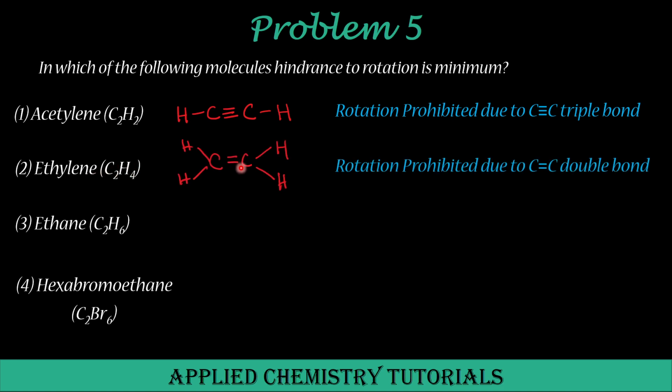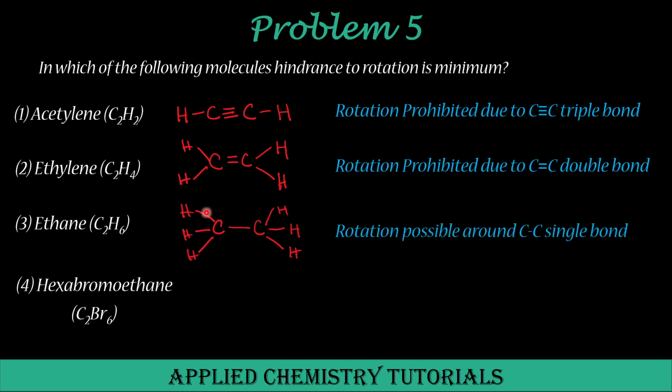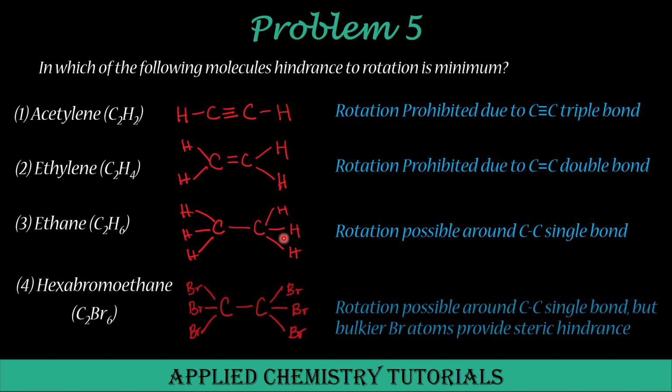Now for ethylene, it also has a double bond. Okay, the bond multiplicity is more, it's not a single bond but a double bond. So the rotation around the double bond is prohibited. For ethane, all these carbon atoms are single bonded with hydrogen atoms and the other carbon atom. So rotation is possible, of course, around the C single bond C.